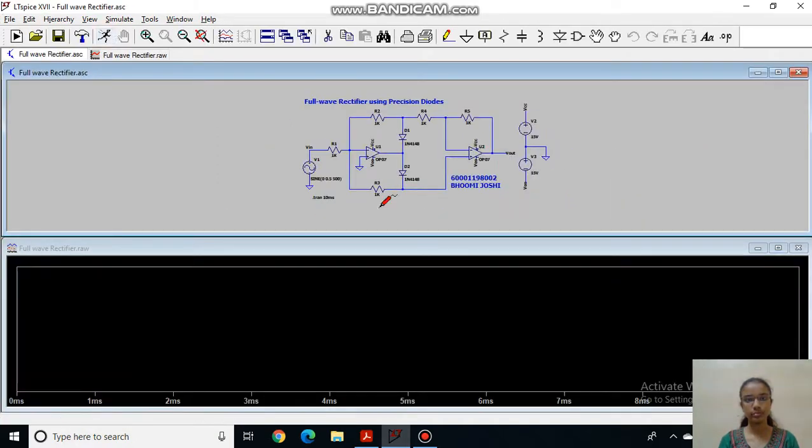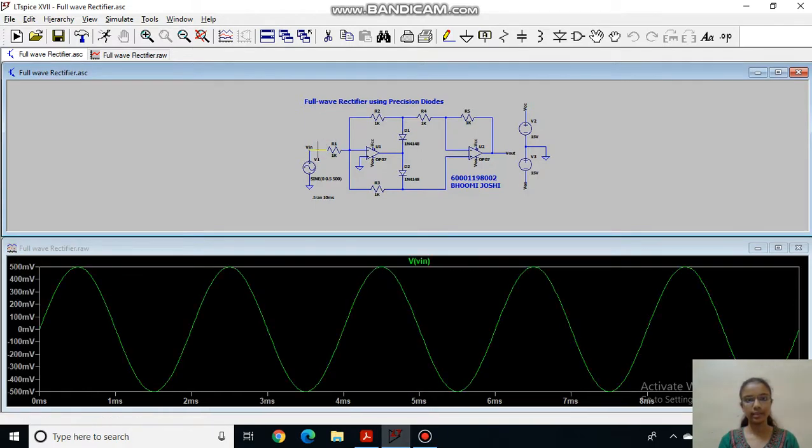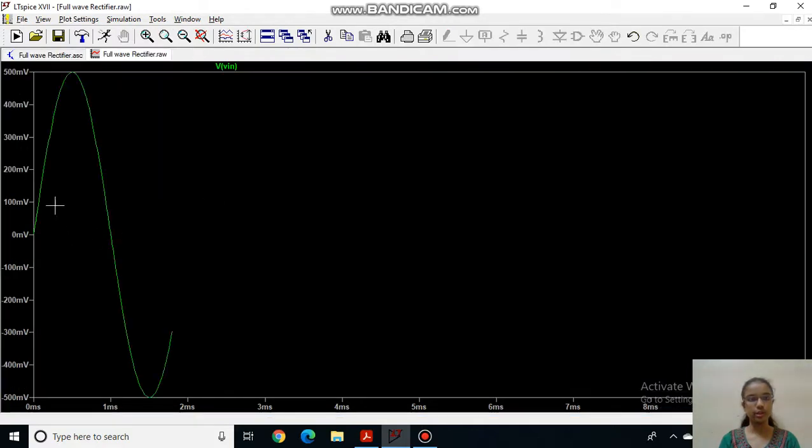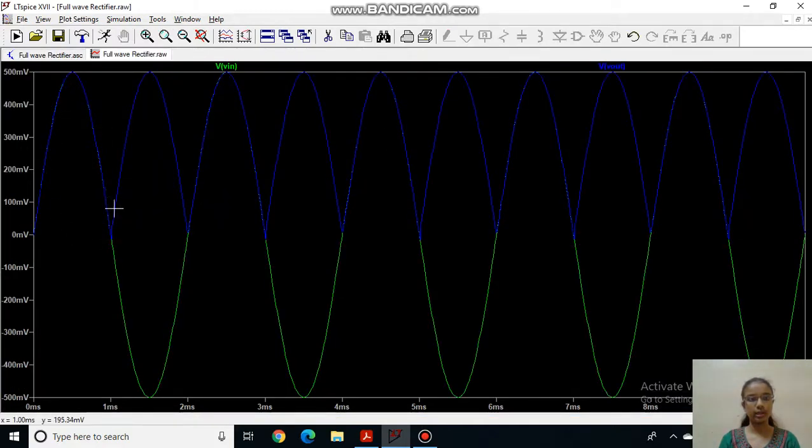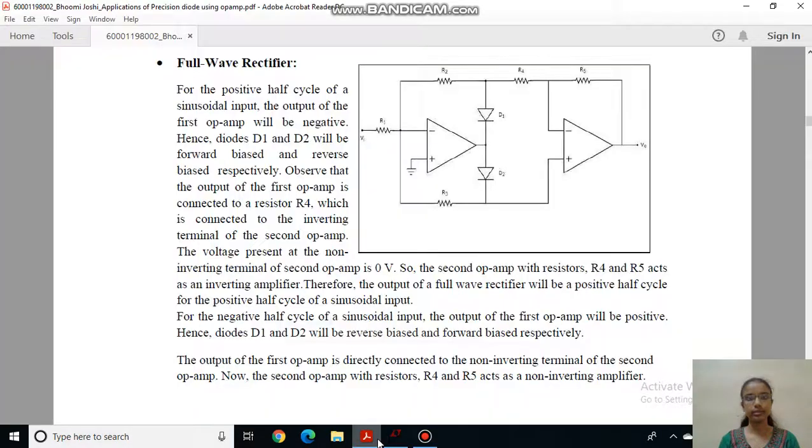And see the waveform. I'm applying input as 0.5 volt and I'm getting output as this. So as you can see, in positive half cycle I'm getting output positive, and in negative half cycle also I'm getting my output as positive value. So in this way second part is done.